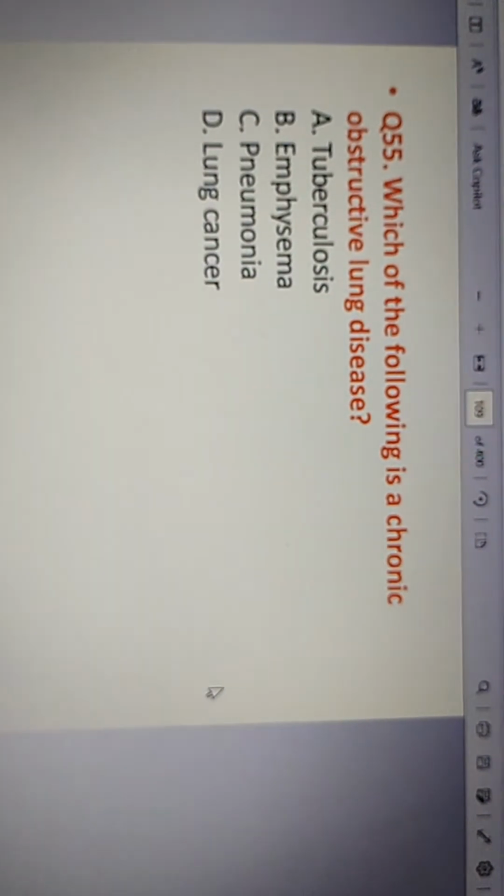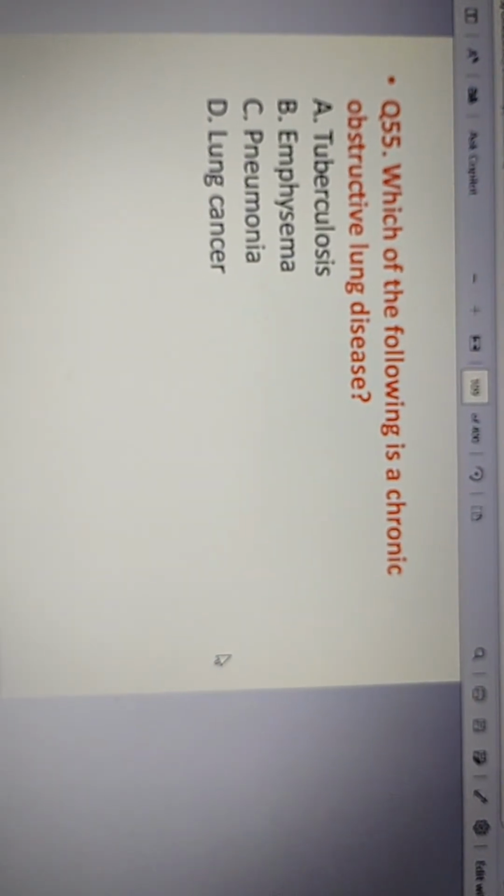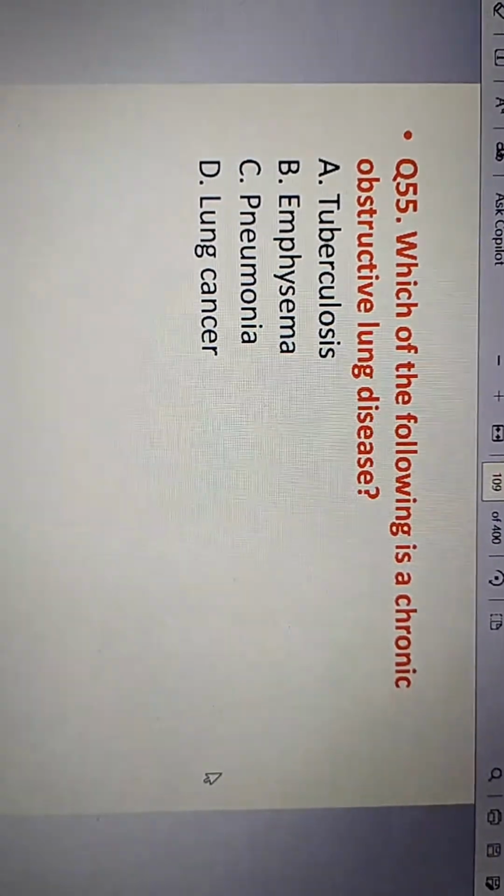Which of the following is a chronic obstructive lung disease? Option A, tuberculosis. Option B, emphysema. Option C, pneumonia. Option D, lung cancer.